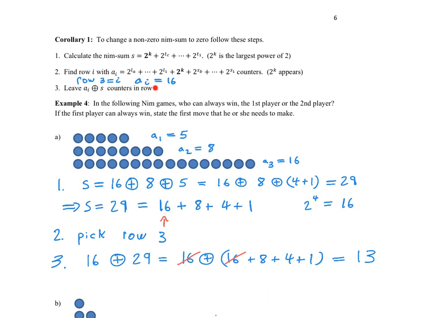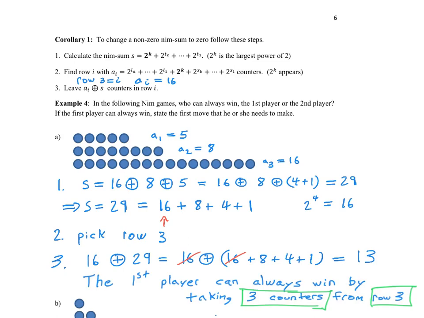That's what we need to write down. Maybe we'll write it down in terms of the move that we make. There's 16 to begin with. We take 3. And so once again, in review, because we found that the Nim Sum was non-zero right away, we knew that the first player can always win, and the move that they make is stated below. So the first player can always win by taking 3 from row 3. Let's do one more example.